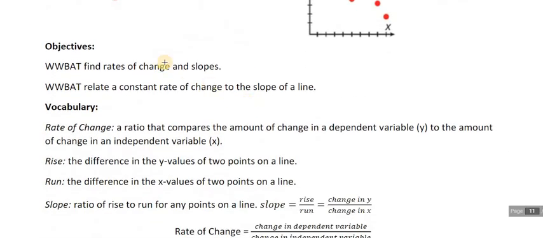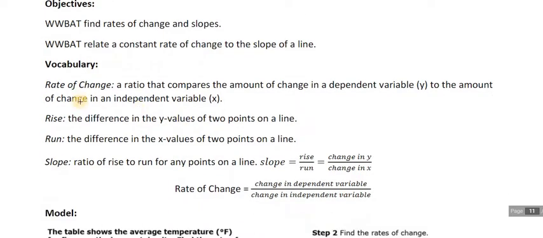Our goals for this lesson are to be able to find rates of change and slopes, and to relate a constant rate of change to the slope of a line. So rate of change is a ratio, okay, so a fraction that compares the amount of change in a dependent variable y to the amount of change in an independent variable x. So it's comparing change in y versus change in x.